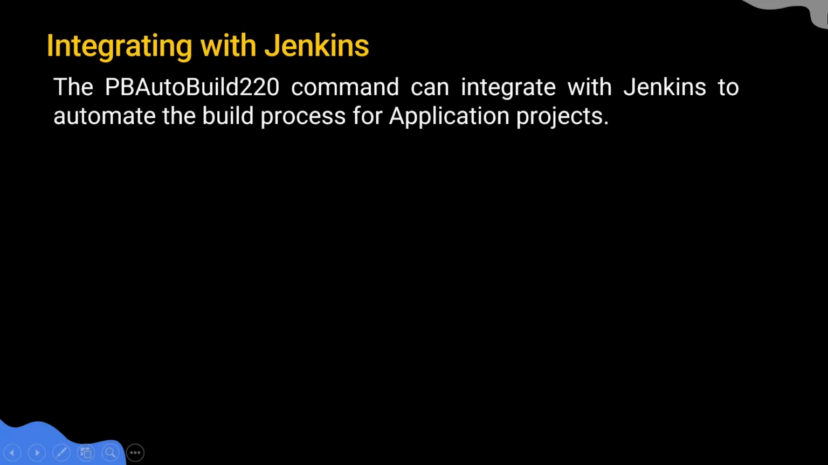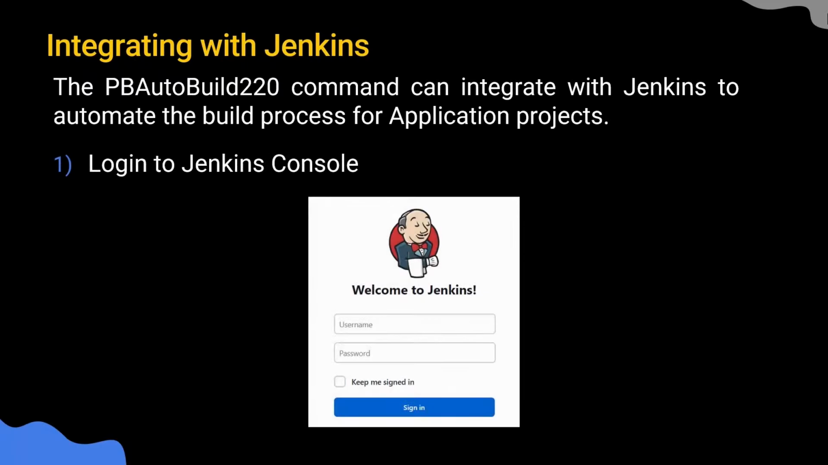Before looking at the considerations for PowerServer projects, let's walk through the steps to integrate the PBAutoBuild command with Jenkins. First, we install Java version 17, then we install Jenkins 2.3 version or higher. Once Jenkins is installed, we start it as a Windows service. It may be on Windows 10. From a browser, we enter the console and enter the administrator credentials.